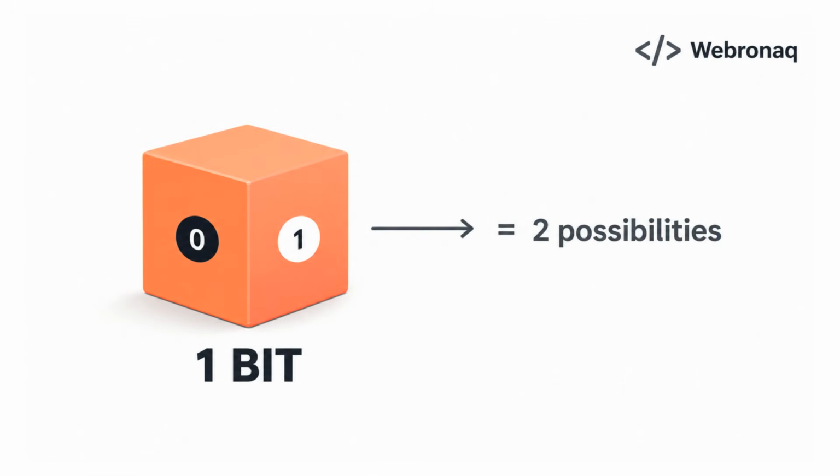All right, before we get into bit depth, let's quickly understand what a bit is. A bit is the smallest piece of information a computer understands, and it can hold only two values, either a 0 or a 1. That's it. On or off, black or white, yes or no. Just two possibilities. Now keep this in mind, because bit depth is built entirely on this simple idea.